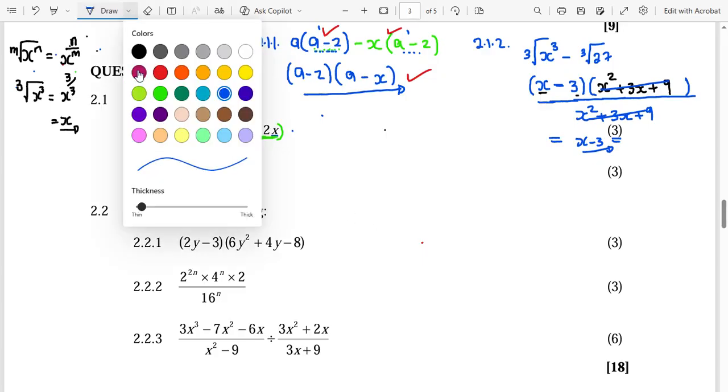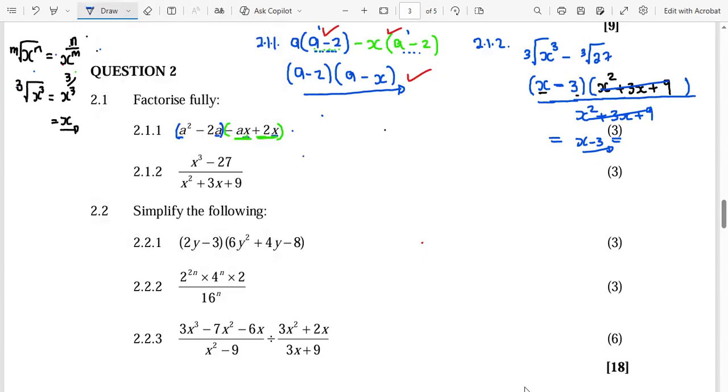Let's move to the next one. The next question, which is 2.2.1. Okay, 2.2.1. Let's see what we have there.